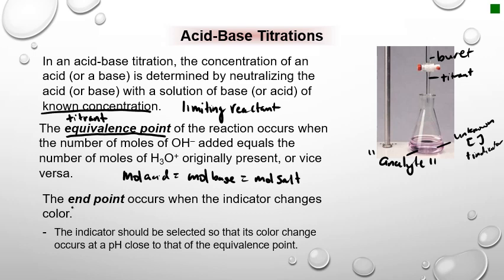The last thing, we have an end point. The end point occurs when the indicator changes color. And when we're talking about points, we're talking about volumes that have been added of the known substance. So the indicator should be chosen so that it's going to change its color as close to the equivalence point as possible.